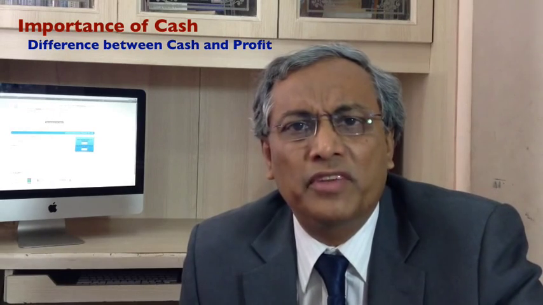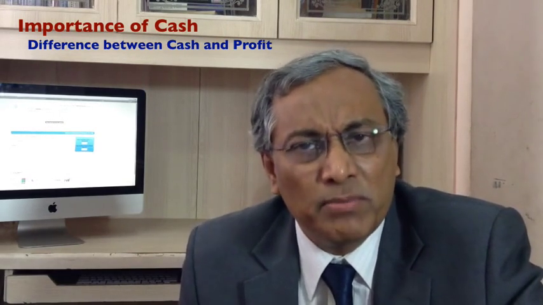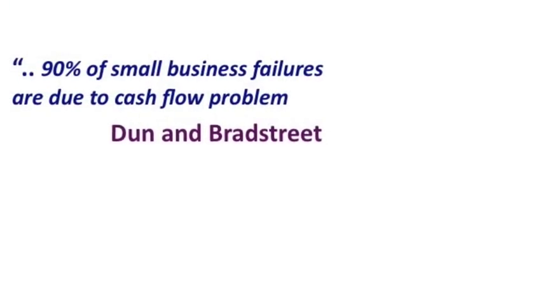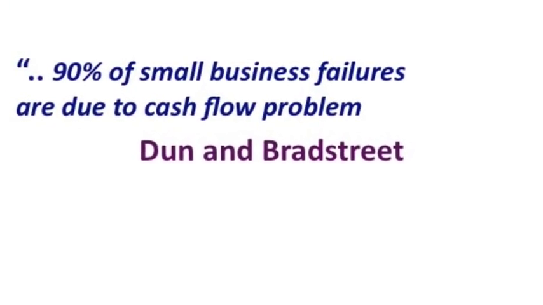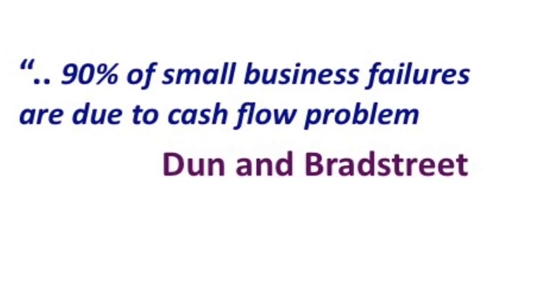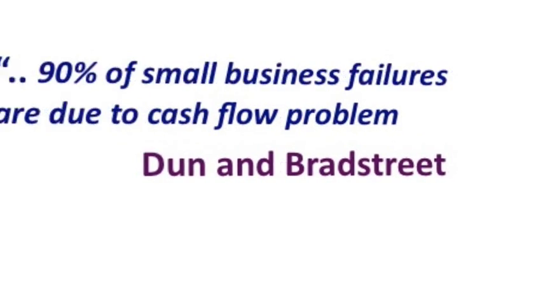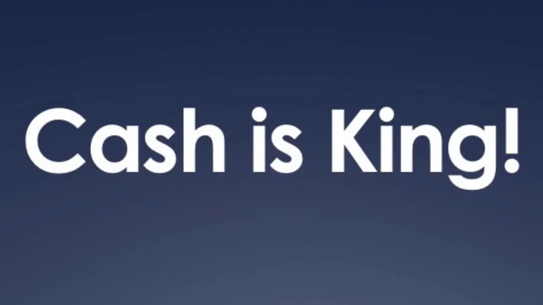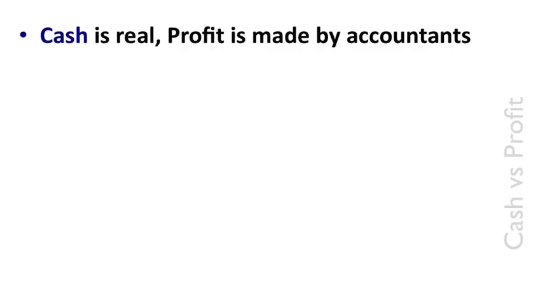This issue of cash is probably one of the most important aspects of managing organizations. In fact, Dun & Bradstreet in their analysis say that 90% of small businesses fail because of difficulty of managing cash. We're going to be discussing why cash is considered king and not profit. And before that, we need to understand what is the difference between cash and profit and why cash indeed is king. Cash is real, profit is made by accountants.